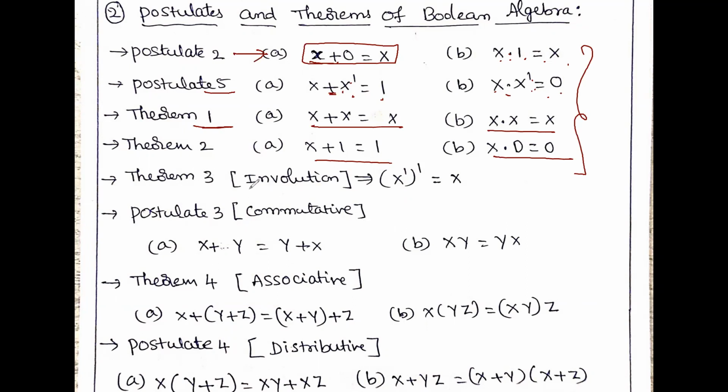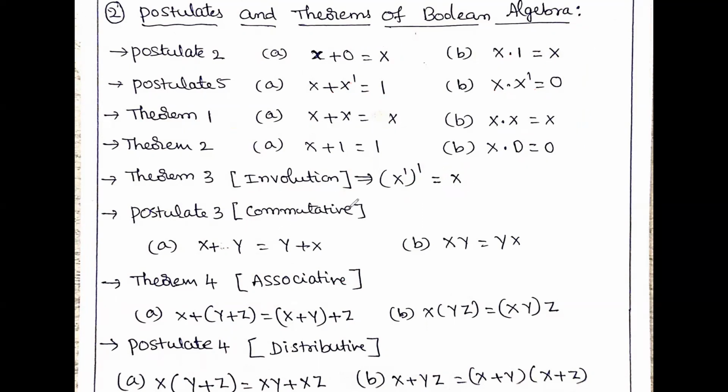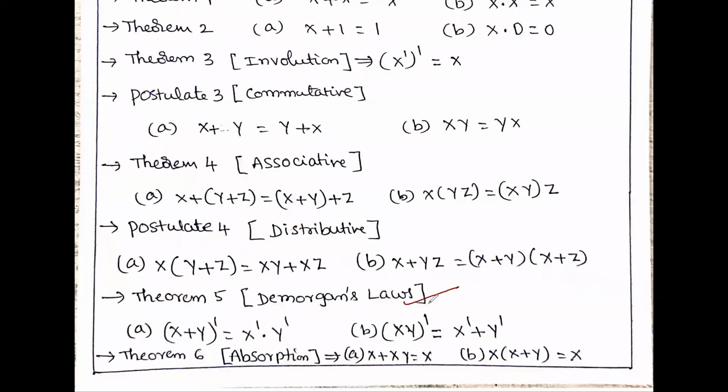Now coming to the involution. Involution means x bar whole bar equal to x. Now commutative, associative, and distributive, all these were explained before. The next one is De Morgan's laws. De Morgan's law means x plus y whole bar is equal to x bar dot y bar. Similarly, the second De Morgan's law says that xy whole bar equal to x bar plus y bar.